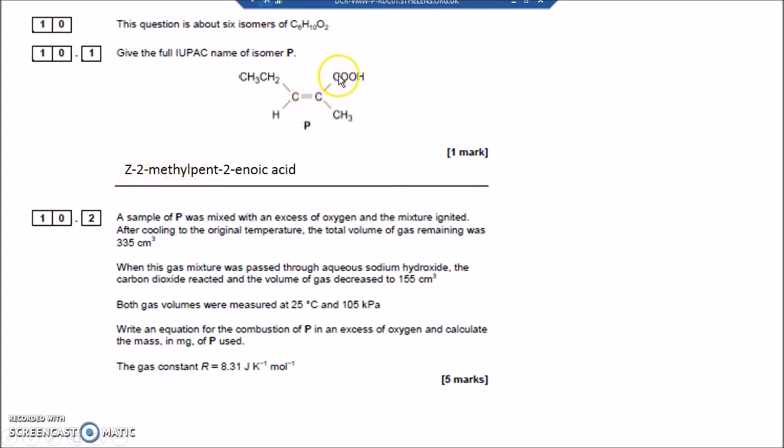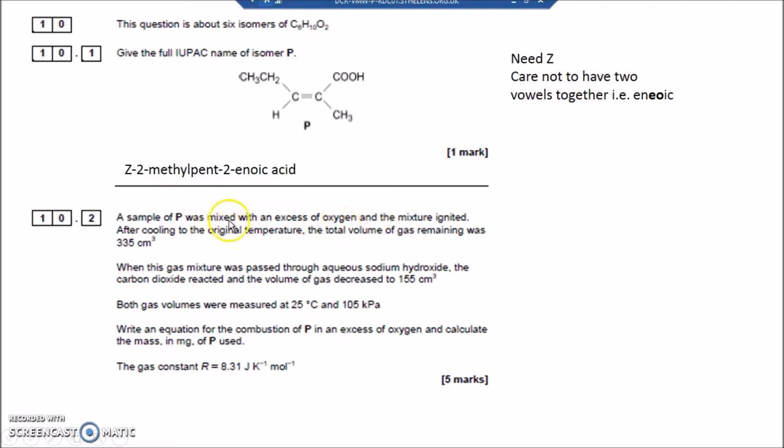2-methyl. So this is carbon number 1 on the carboxylic acid group. The methyl is on carbon number 2. Pent-2-enoic acid. I've dropped the E after the en, so that I don't end up with two vowels together, an E and an O, for the enoic acid.